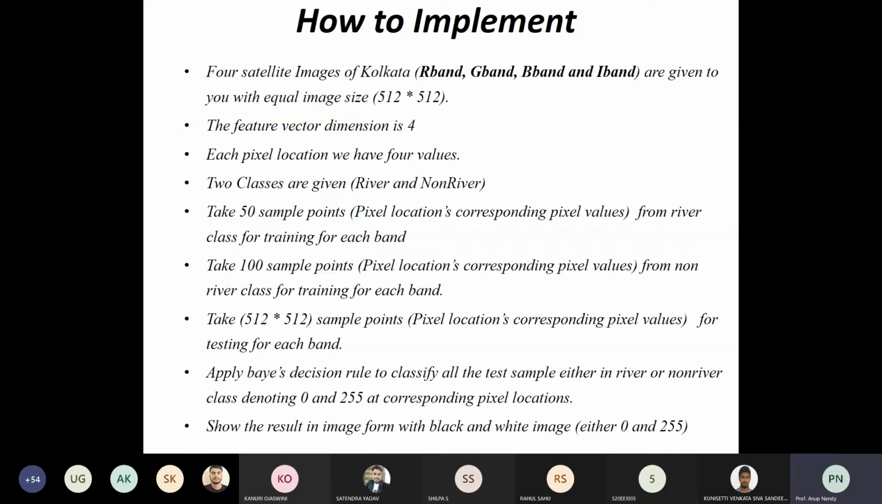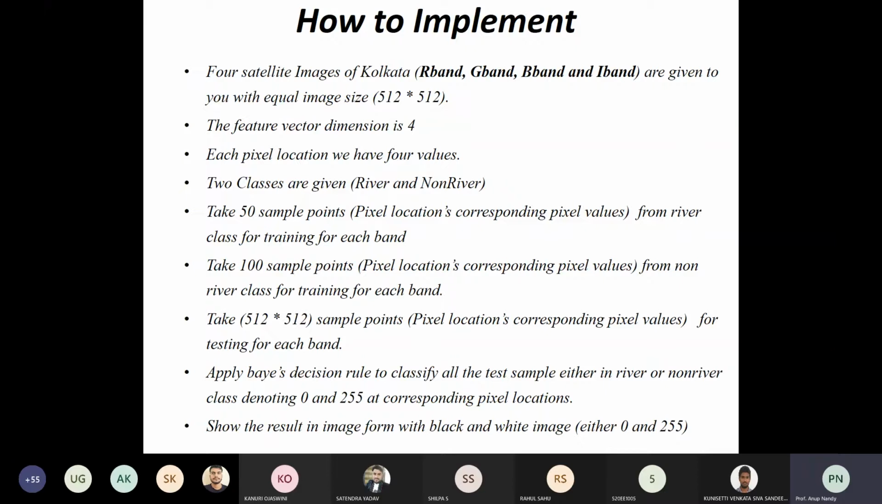Now you are given 2 classes. It is a 2-class classification problem. One is called the river class, another is called the non-river class. From the satellite image, you have to classify the image into these 2 classes: the river class and the non-river class. Now, how do you do it?